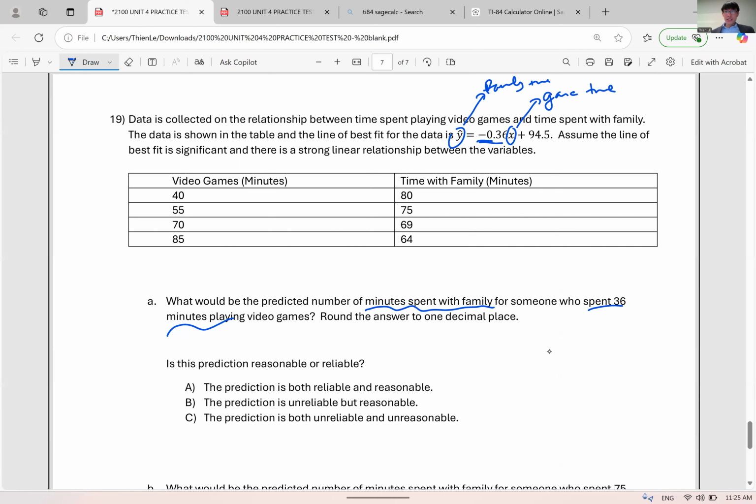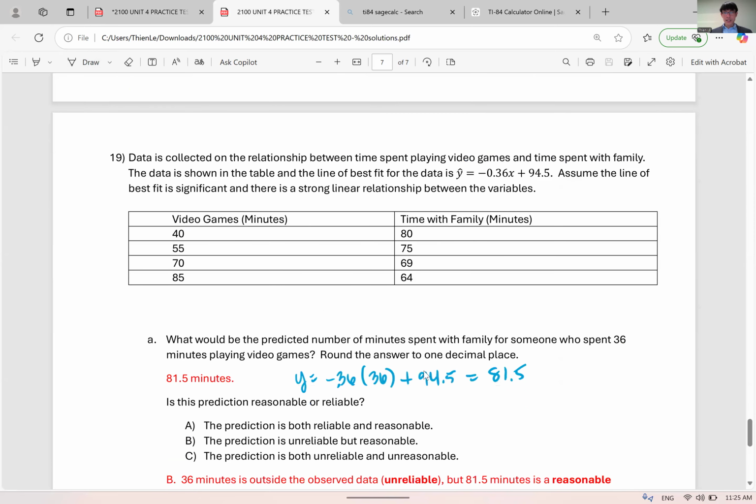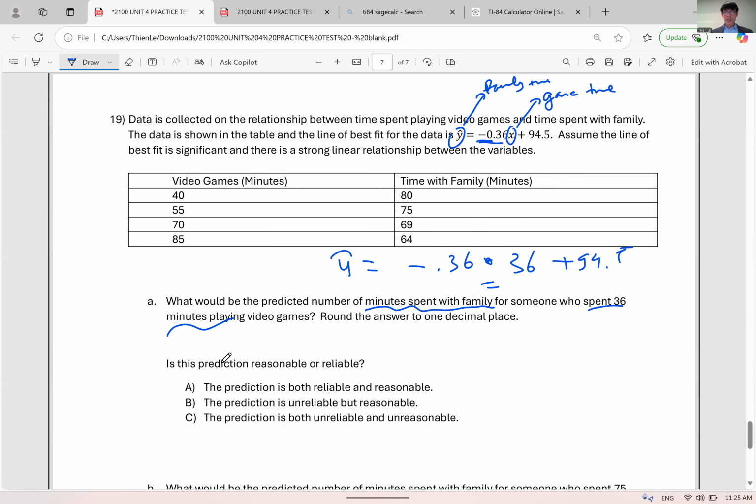So here you just plug in, right? So y hat equals negative 36 times 36 minutes plus 94.5, right? So this gives you the prediction. Let me see how much they get here. 81.5, good. 81.5. So if we plug in, we get such a thing, right? But now we look at whether the prediction is reasonable or reliable. When we talk about reliable, it means the X belongs to the scope of the data, right? In this case, 36 is actually not in the scope of the data, right? Because of the scope here of the X. So it's not so reliable. We did a little bit of extrapolation. So it should be not so reliable, right?